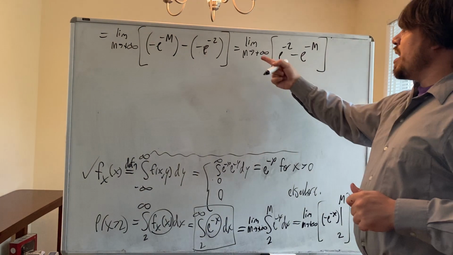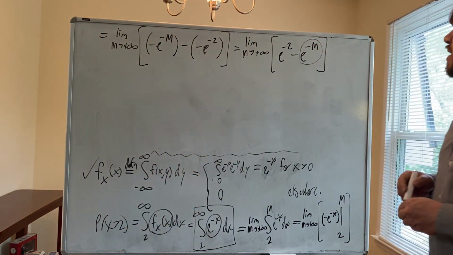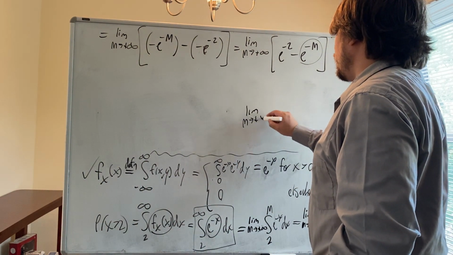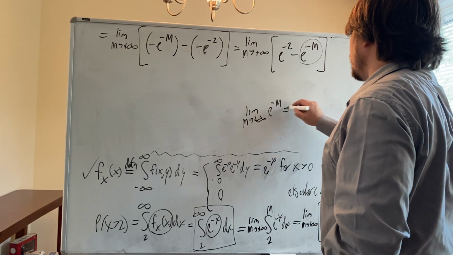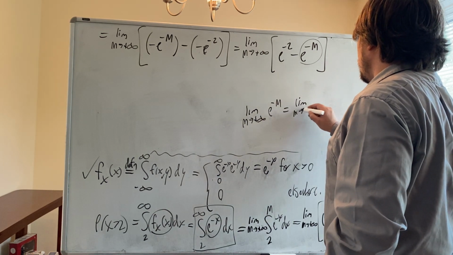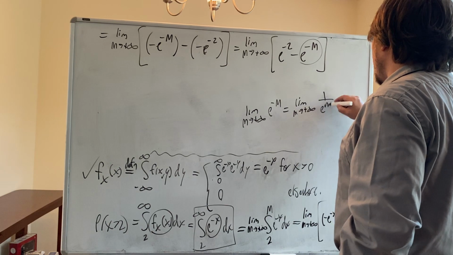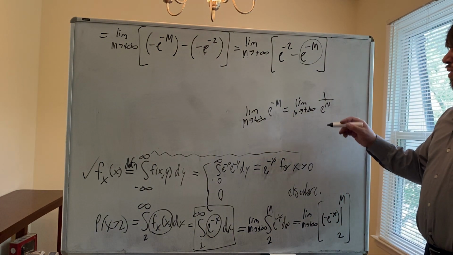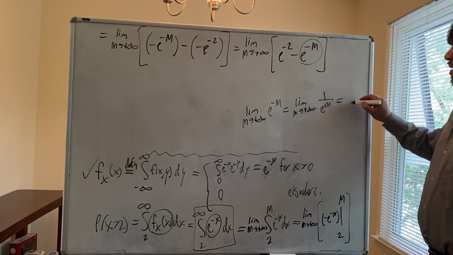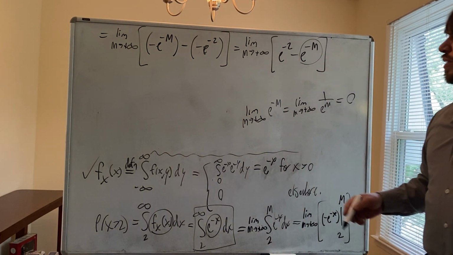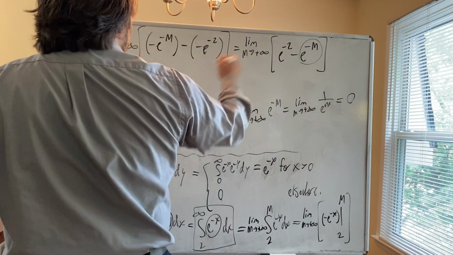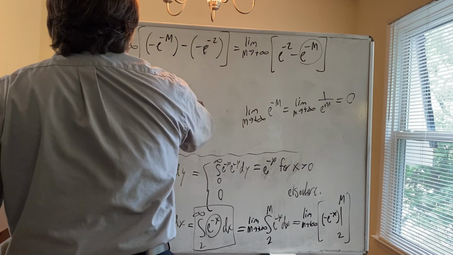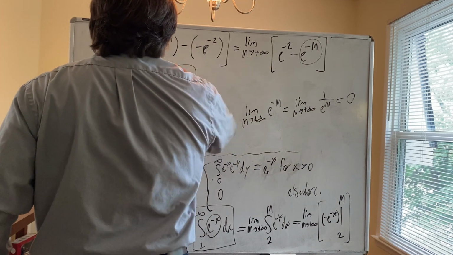But what is the limit as M approaches positive infinity of e to negative M? It's equal to the limit as M approaches positive infinity of 1 over e to the M. As M gets larger and larger, the denominator gets larger and larger, so 1 over that gets smaller and smaller, and this limit is 0. The limit of the constant is itself. So that's e to the negative 2 minus 0, which is e to the negative 2.